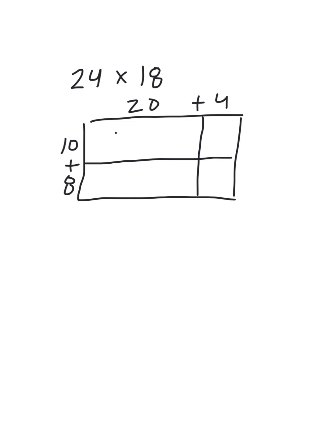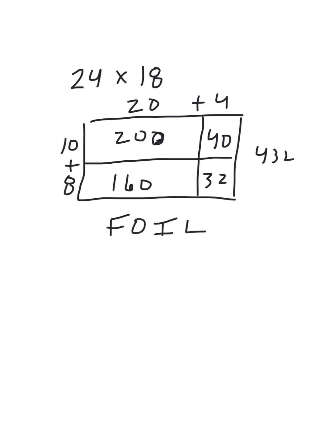10 by 20, so that part's 200. 8 by 20, that part's 160. 10 fours, 4 tens, that part's 40. 8 fours, that part is 32. So if we add them all up, the whole area model, the whole shape, our whole rectangle, 432.